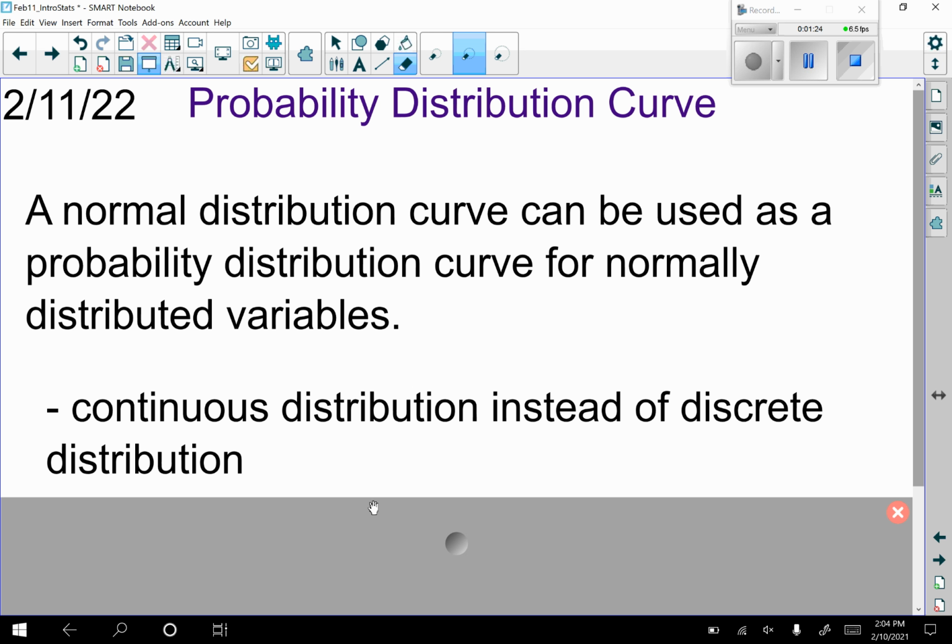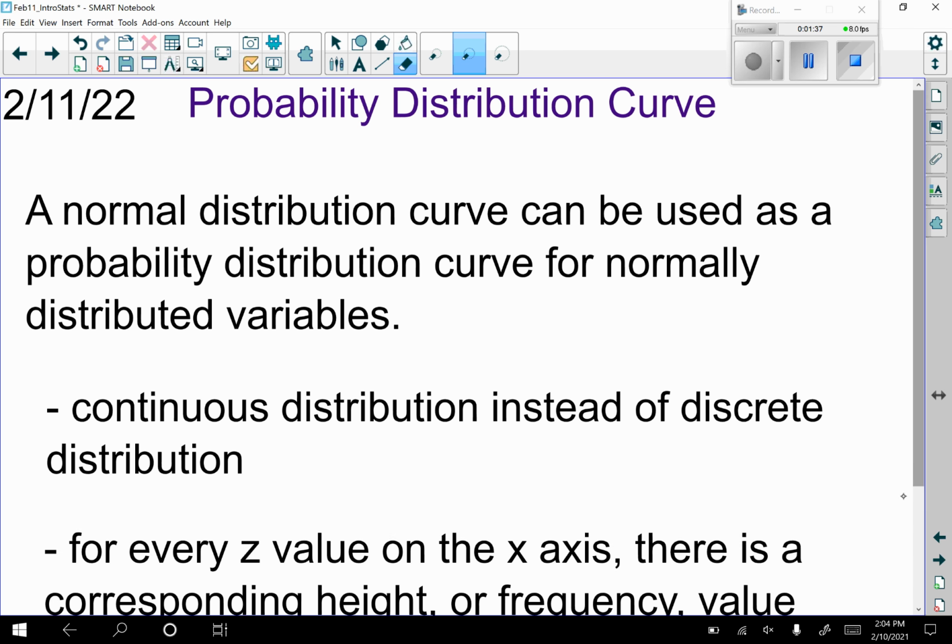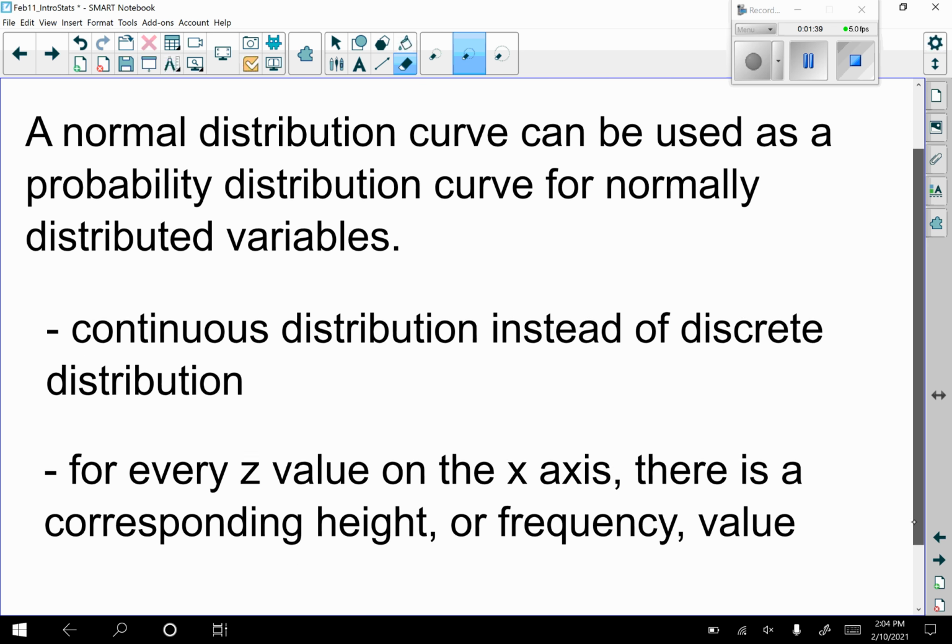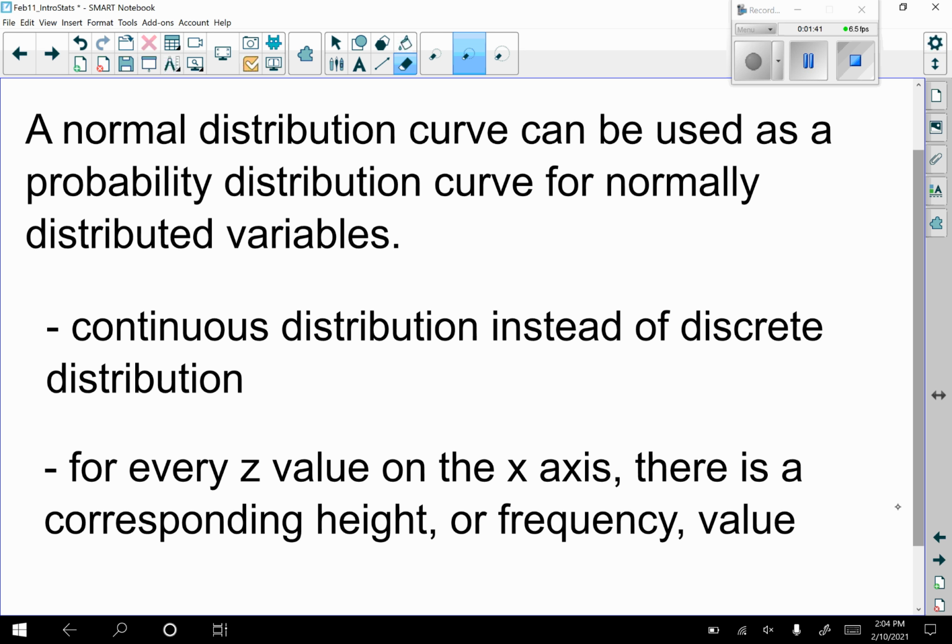Whereas in chapter 5, we were looking at a discrete distribution. Now we're looking at a continuous distribution. For every z value on the x-axis, there is a corresponding height or frequency value.